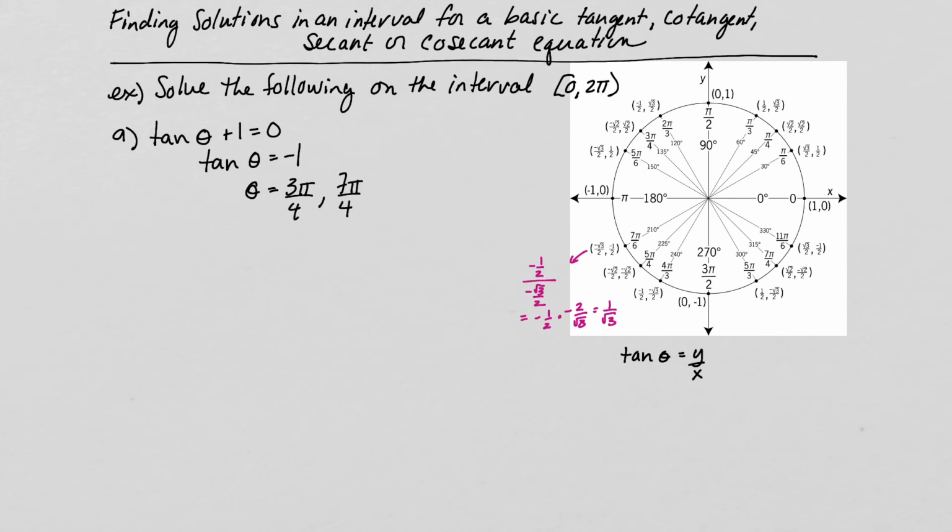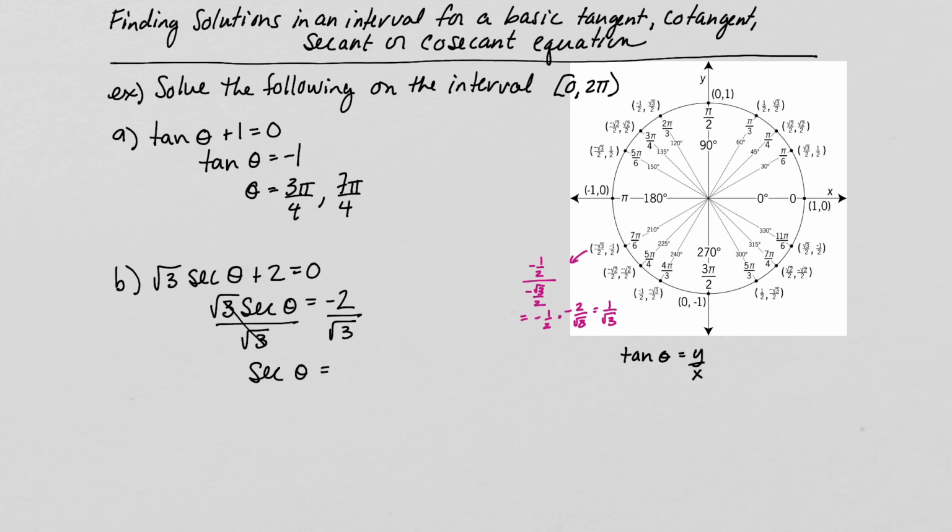So let's try another one. B, root 3 secant theta plus 2 equals 0. Again, the very first thing we have to do is solve for the trig function. So I have root 3 secant theta equals -2, so I subtract 2 from both sides. Now I'm going to divide both sides by root 3. So the secant of theta is going to be -2 over root 3.